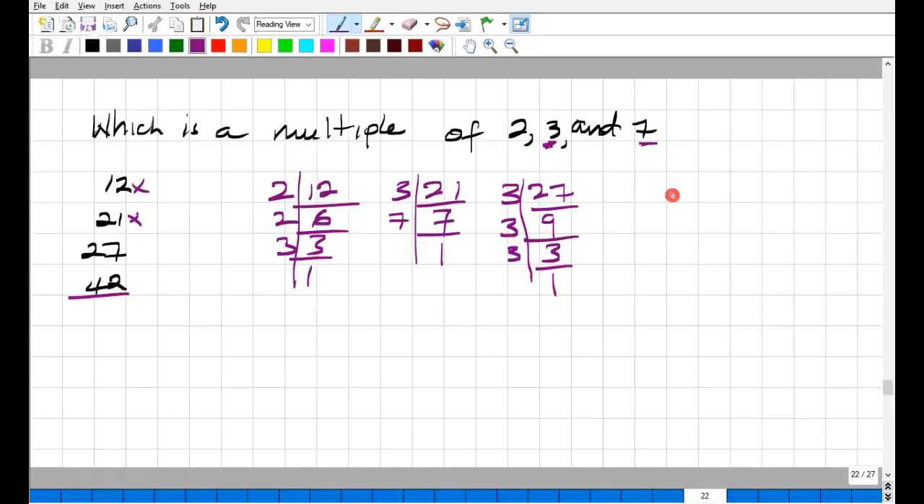Let's look at 42. I can start with 2 because this is an even number. I get 21. Now I can go to 3. 3 into 21, 7. 7 into 7, 1. So here I have 2, 3, and 7. So this says to me that I can multiply something by 2 to get 42, by 3 to get 42, and by 7 to get 42.